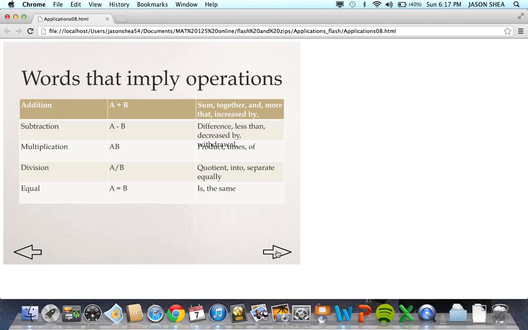Then another important one to know is equals. For equals, the word is, and all of the tenses of that, was, will be, those all imply equalities. And the same or resultant would also apply equals.